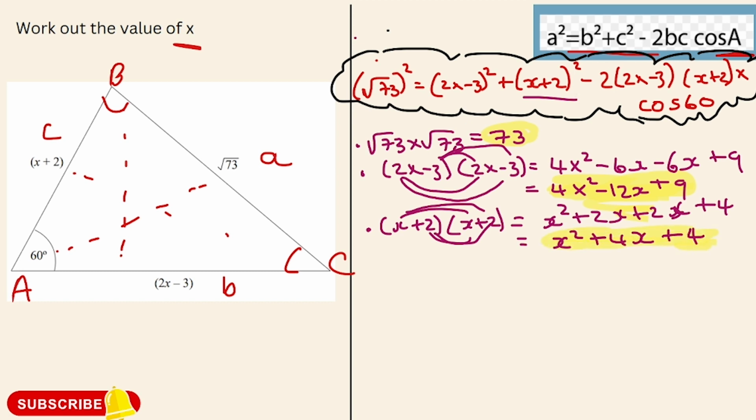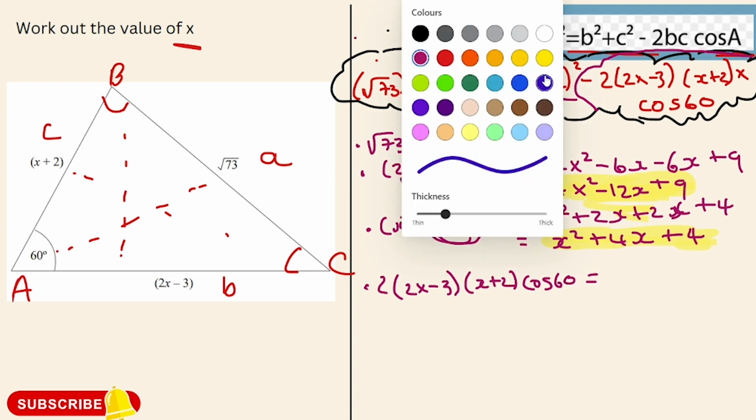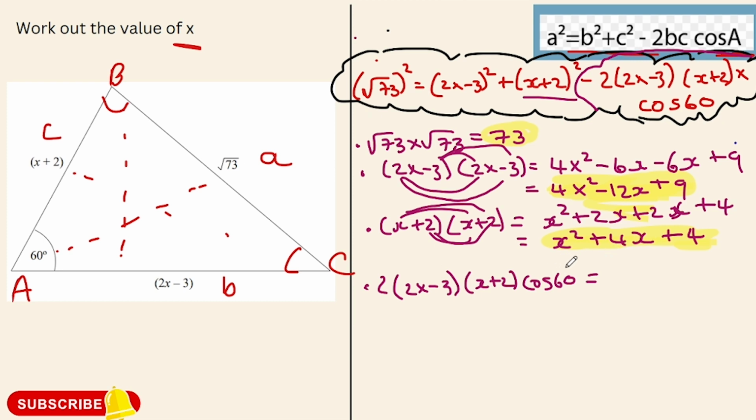Okay, and then the next thing I need to do is work out this part over here. Okay, so this part over here is quite important as well. So I'm just going to ignore that minus for now. So I'm going to do 2 times 2x minus 3 times x plus 2 cos 60. Now, if I place cos 60 in my calculator over here, this will give me straight away a half.